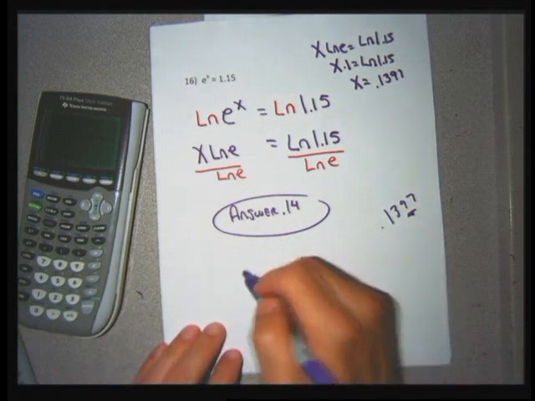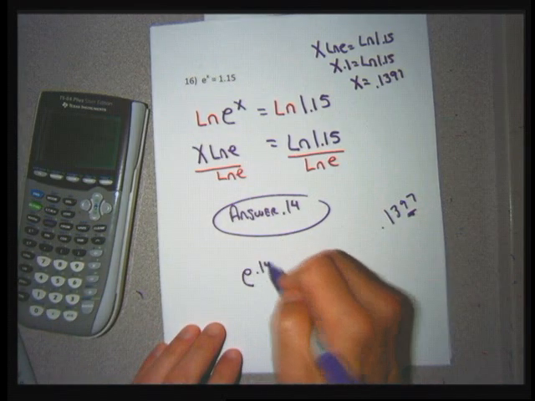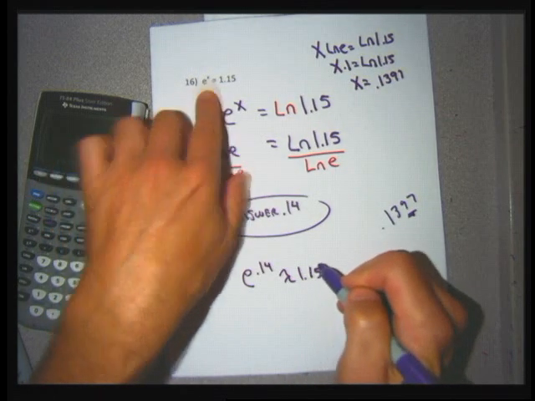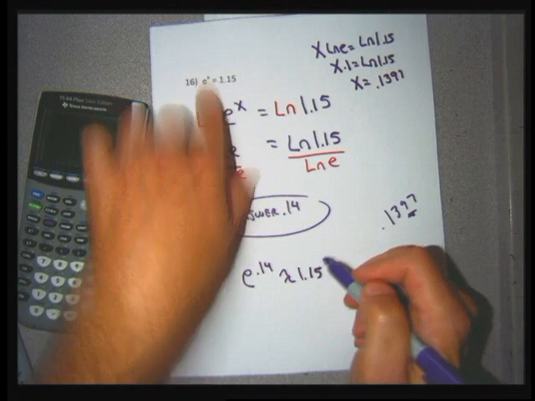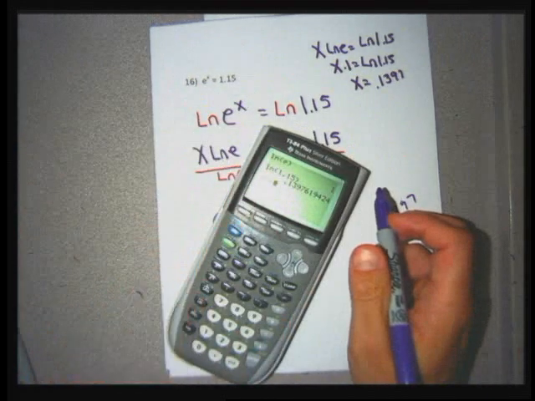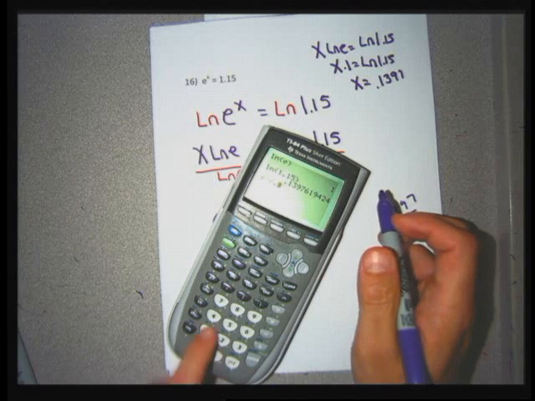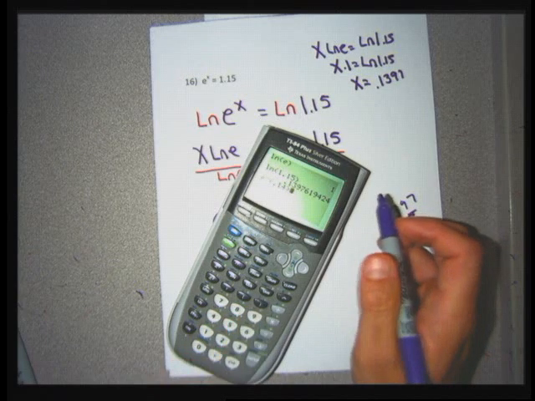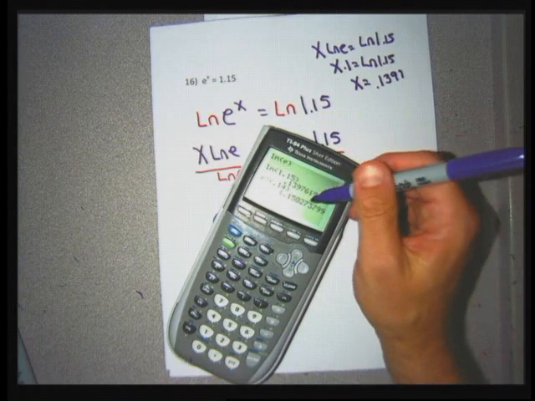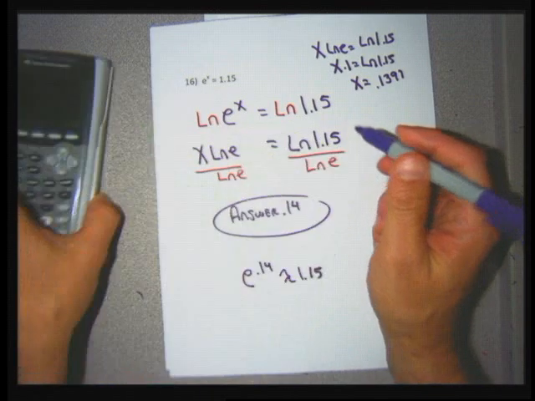Let me check this. It should be the case that e to the 0.14 power should be about 1.15. Taking the answer that I think is correct, putting it in for x, should give me a close check. So I'm going to go second ln to get e to the power. I'm going to go 0.14. And when I hit enter, I hope to get something close to 1.15. And I get 1.15027. That's close enough for me to believe I have the right answer.